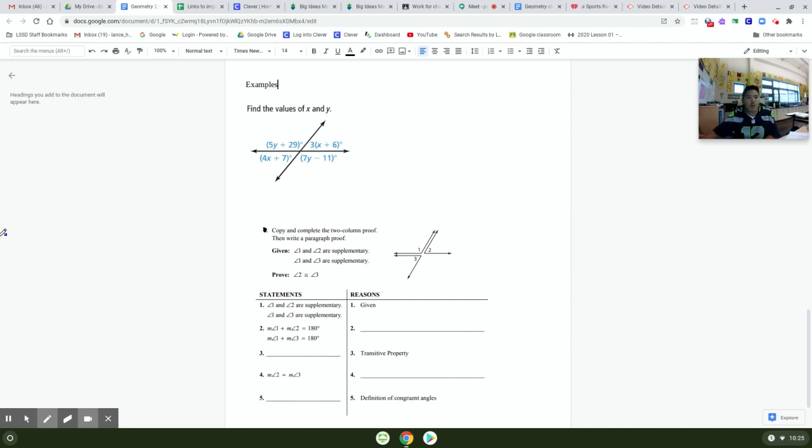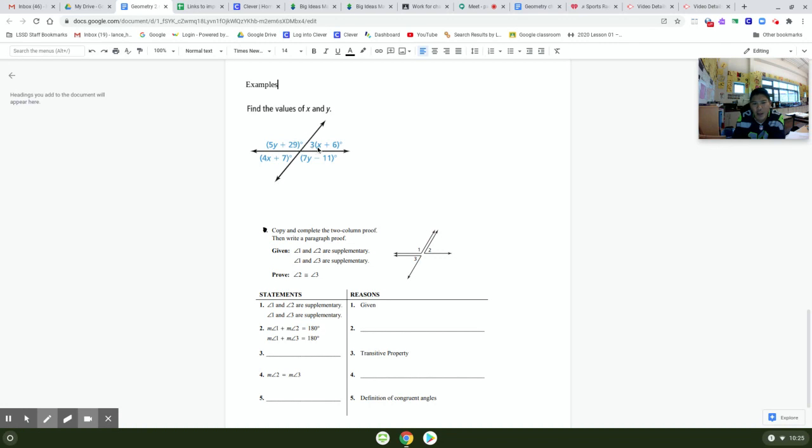Okay, this is still 2.6, except just going through a couple of examples here. On the first example, it says find the values of x and y. So think about the theorems and the postulate that we've covered here in chapter 2.6 so far. If I want to find the values of x and y, these two angles right here form a linear pair.